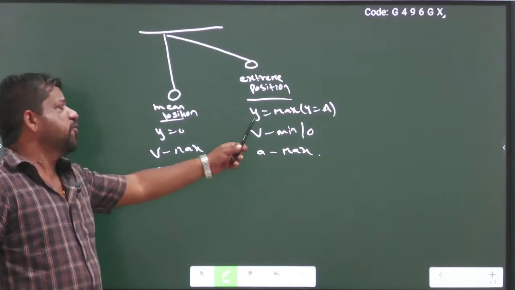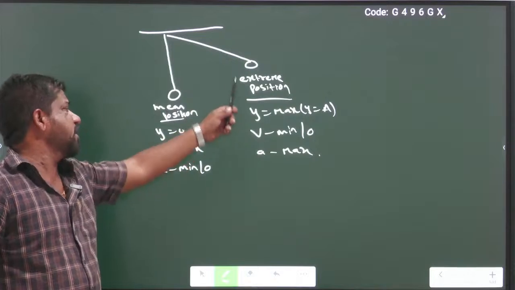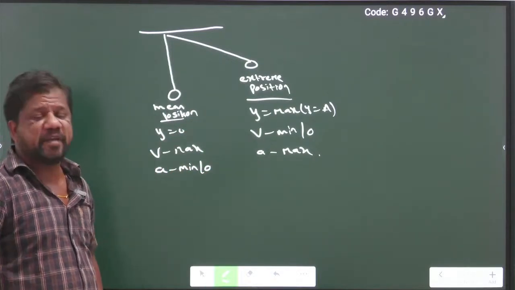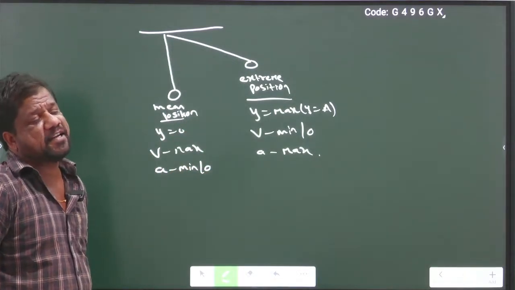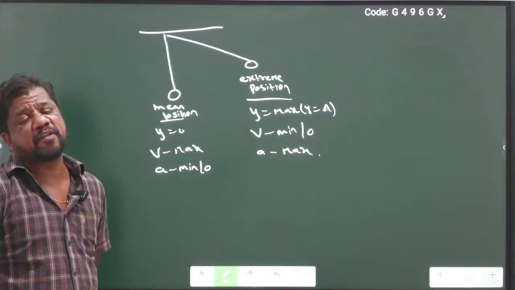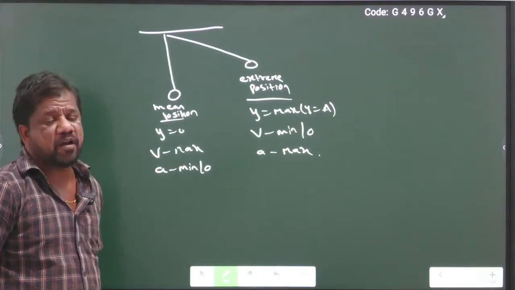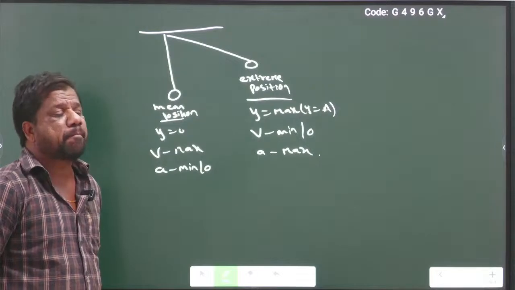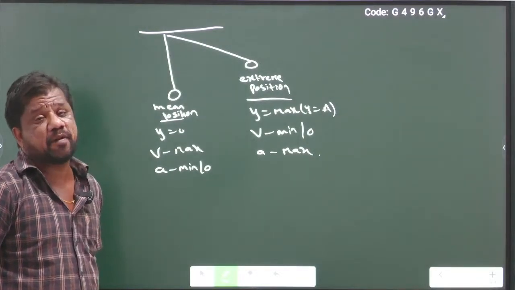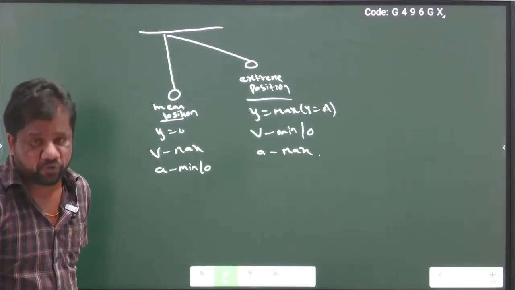At the extreme position, displacement is what? Maximum. Now the particle's velocity will be what? Minimum or 0. Acceleration will be maximum. From this we can conclude that velocity will be maximum at the mean position, and acceleration will be maximum at the extreme position.